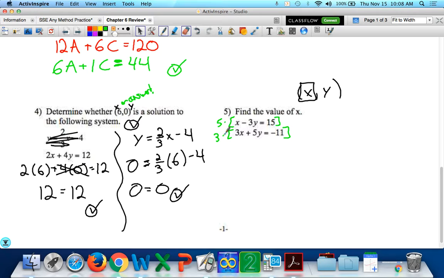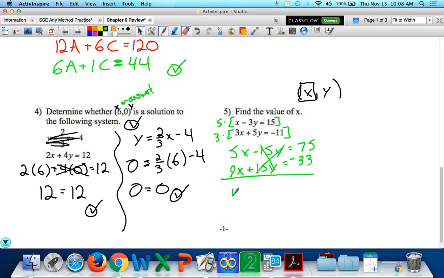I'm doing this as an elimination problem. You can do it with any method. Okay, I'm doing it with elimination because they're already stacked on top of each other in standard form. It looks like an elimination problem to me. 5x minus 15y equals 75. 9x plus 15y equals negative 33. When I add these together, my y's cancel.